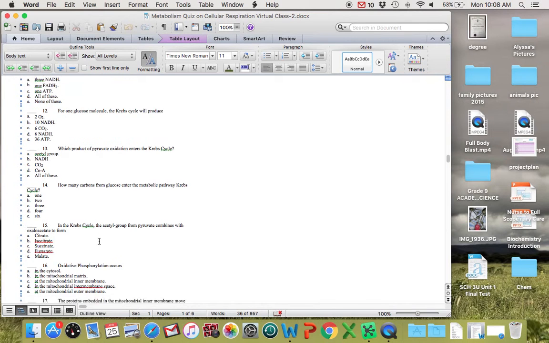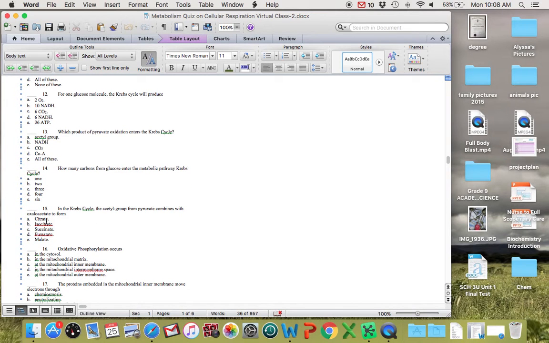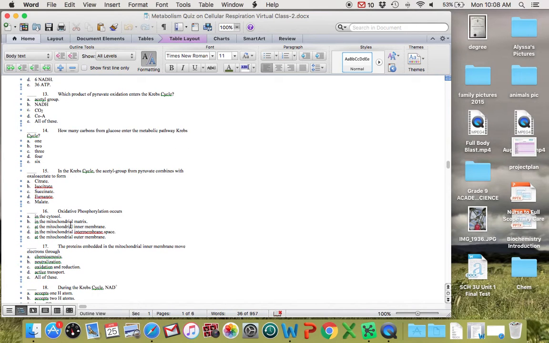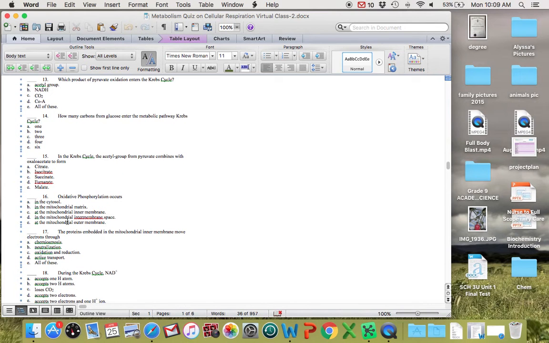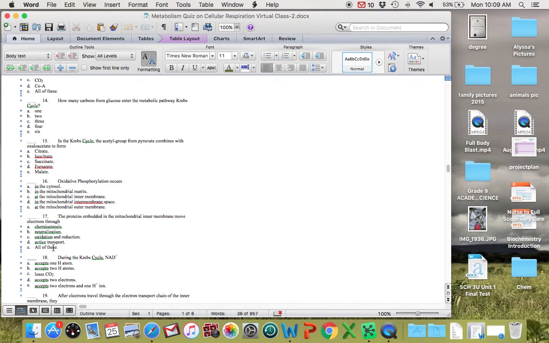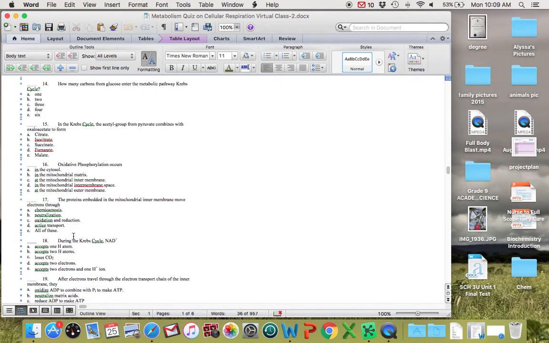15, it combines with citrate. So 15 is A. 16, oxidative phosphorylation occurs in the inner membrane of the mitochondria. Pyruvate oxidation and the Krebs cycle are in the matrix, and glycolysis is in the cytosol. Number 17, I accepted C or E. The real answer here is C. The main thing is that you move electrons through oxidation and reduction. So 17 was C.